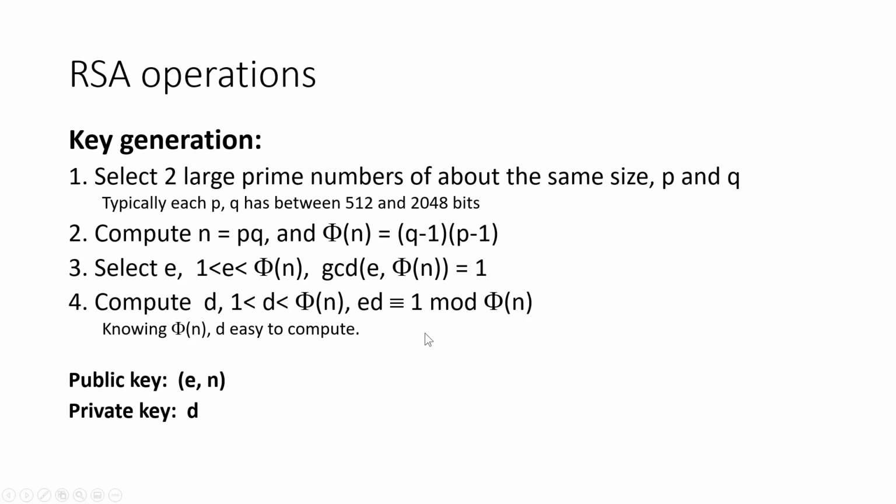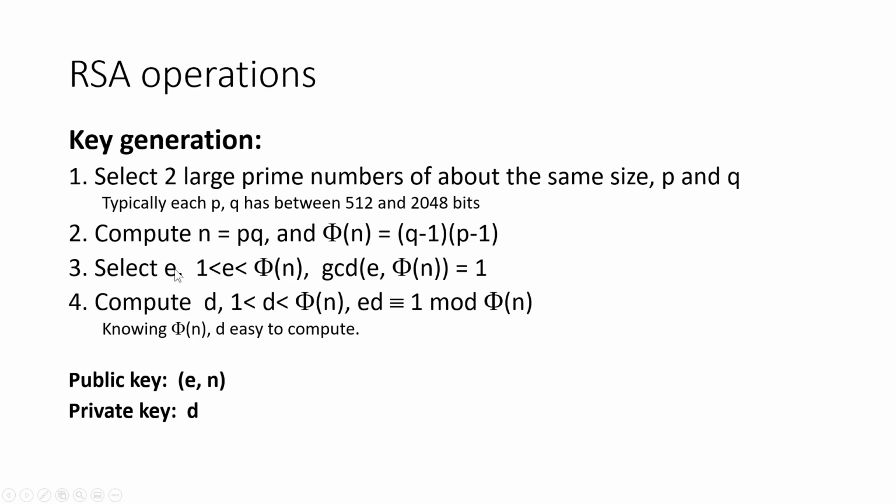In this lab, we will start from RSA basic operations such as key generation. Here are the steps of key generation. First, we select two large prime numbers. Usually they are very large, larger than 512 bits. Second, we compute n equals p multiplied by q, and also compute phi(n), that is (q minus 1) multiplied by (p minus 1).